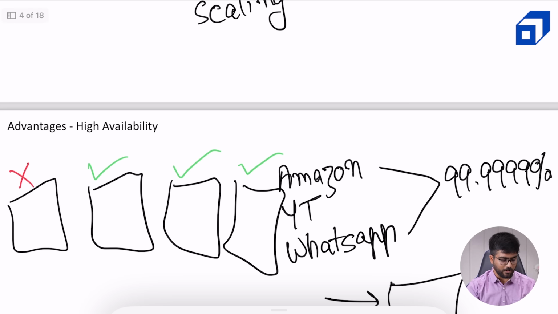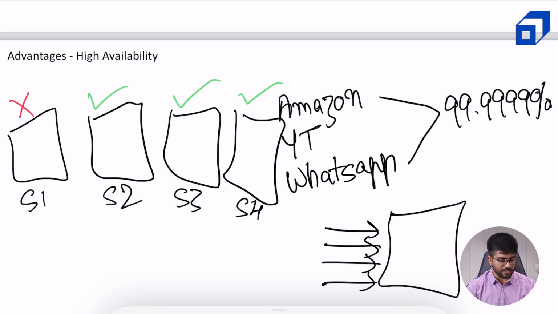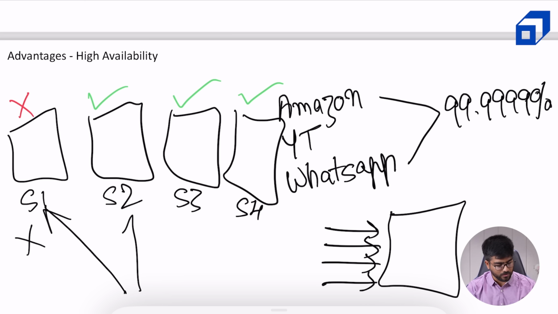Now, if one shard is down, let me just name these shards as well. This is shard 1, shard 2, shard 3, and shard 4. If one of the shards is down, what will happen? The lookup server will be like, okay, it doesn't matter. I will send my request to shard 1, it will be denied. I will send my request to shard 2, it will return me all the emails, and same for shard 3 and shard 4.